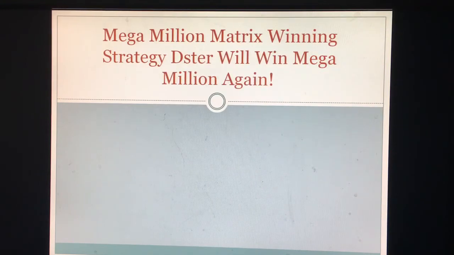The Mega Million Matrix winning strategy, Dster will win Mega Million again. That means the numbers are there, and all we need to do is figure out which number is going to come up on tonight's winning lottery number draw.